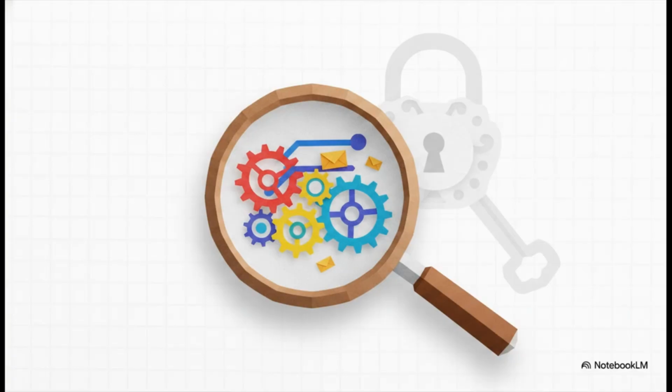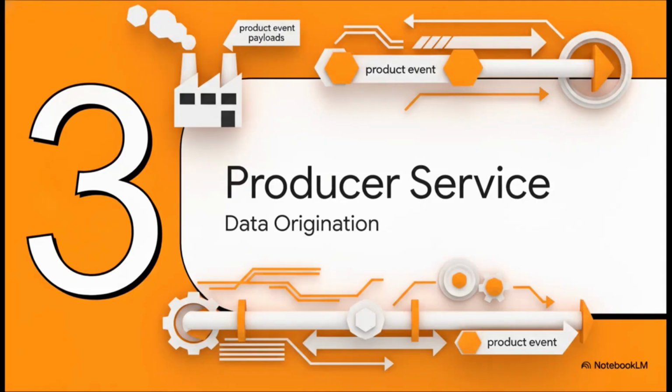Oh, and a quick scope check before we go any further. You'll probably notice we're intentionally skipping API key authentication for this build. Obviously, in a real production environment, you'd absolutely secure your endpoints. But to maintain a laser focus on the pure mechanics of event-driven architecture, and honestly just to avoid scope creep, we're keeping our architecture clean of authentication today. That brings us to part three, the producer service.